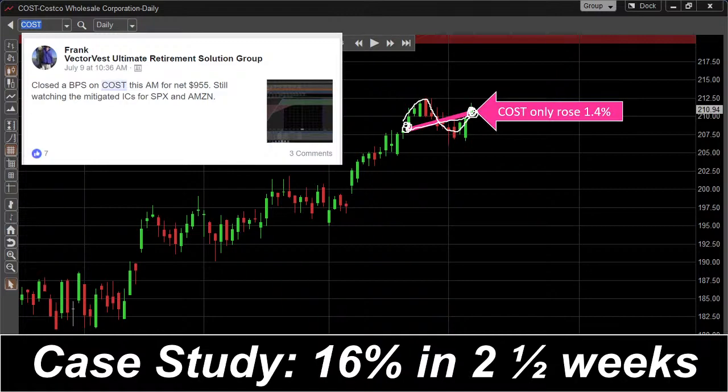So here, you know, let me get my laser pointer back out here. We have a coaching group, which I mentioned at the very beginning. We have clients who follow along with the trades that we teach them to do. And Frank did this trade on Costco, so did we. And he said he closed his bull put spread on Costco for a net $955.